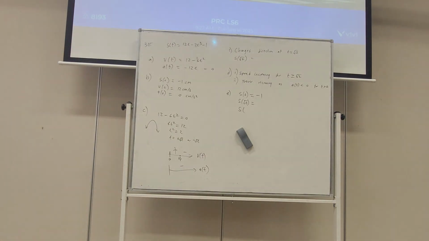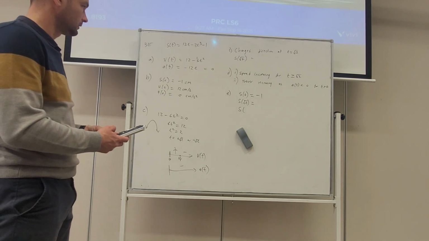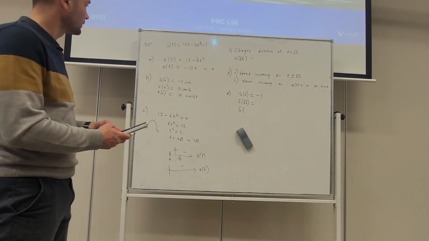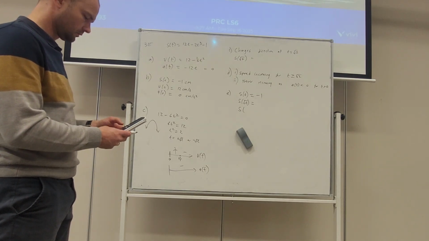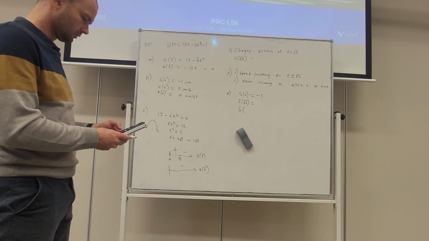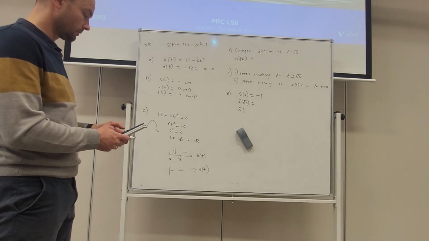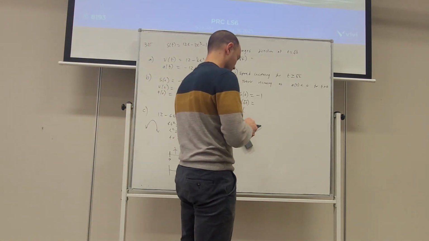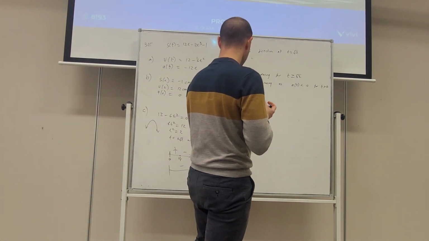Root 2. So we will have 12 root 2, take 2 root 2, minus 1 plus 8 root 2. I'm just going to convert it to a decimal. We get 10.313.